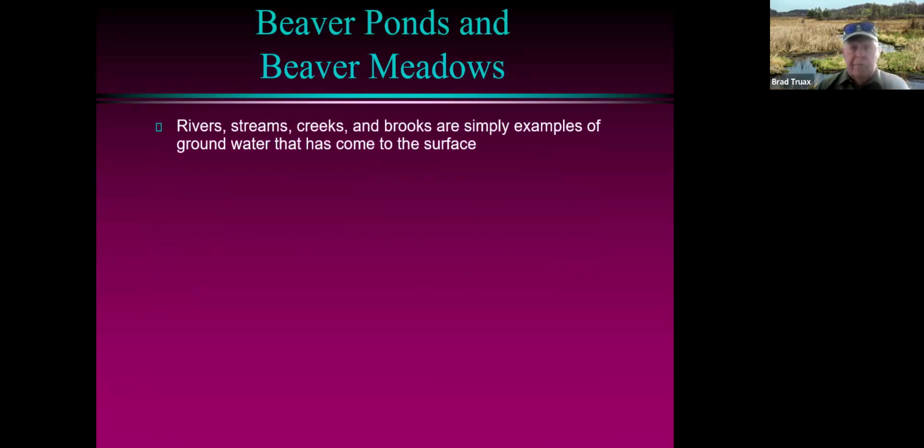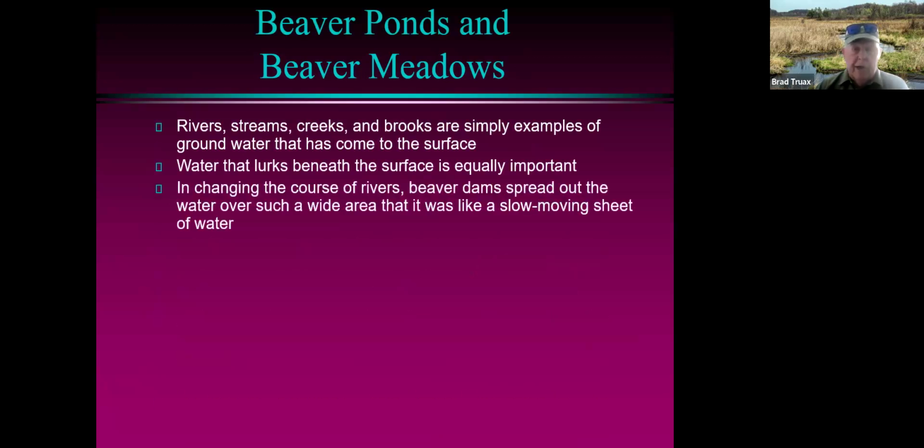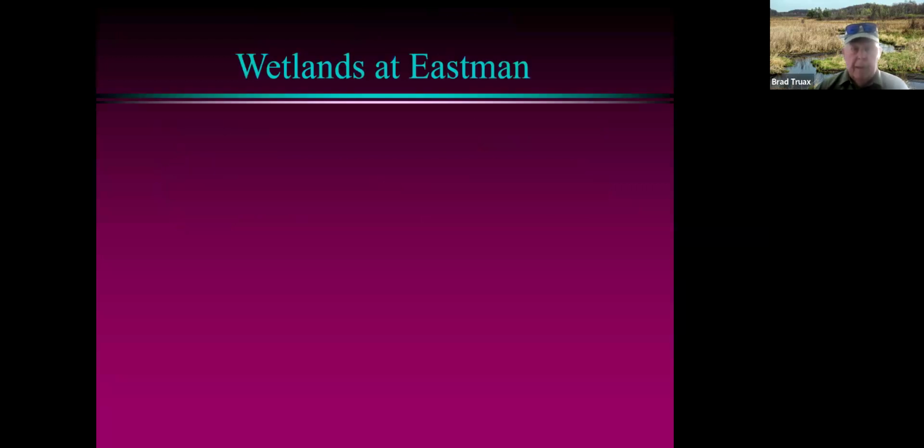Rivers, streams, creeks, and brooks are samples of groundwater that's actually come to the surface. And water that lurks beneath the surface is equally important. In changing the course of rivers, beaver dams spread out the water over a wide area, so that it was like a slow-moving sheet of water.